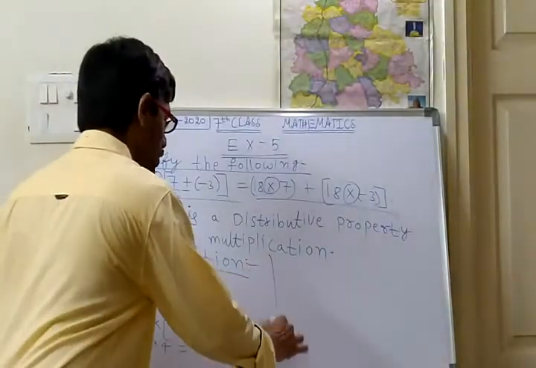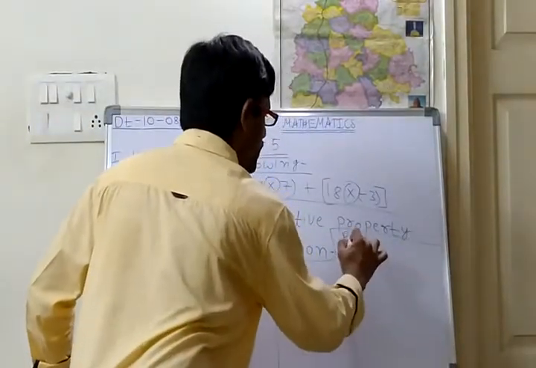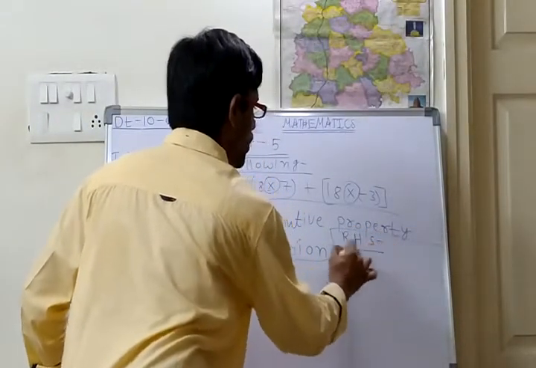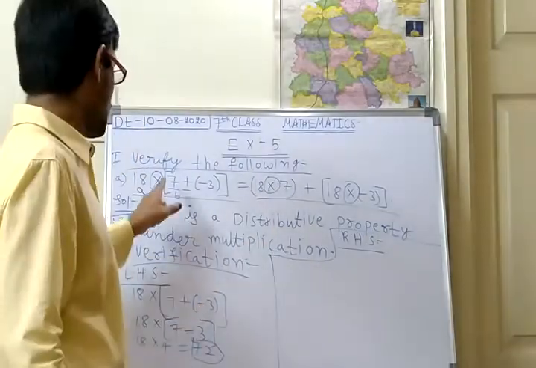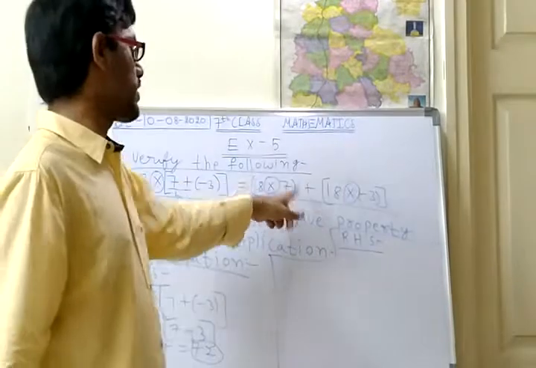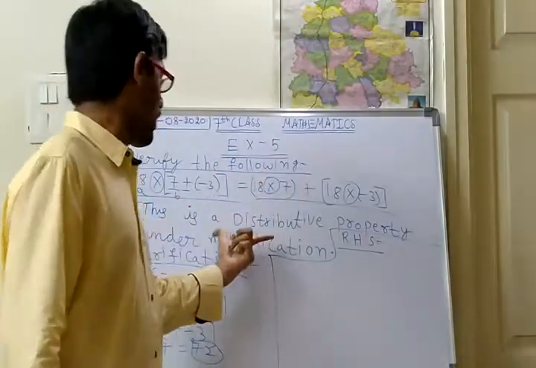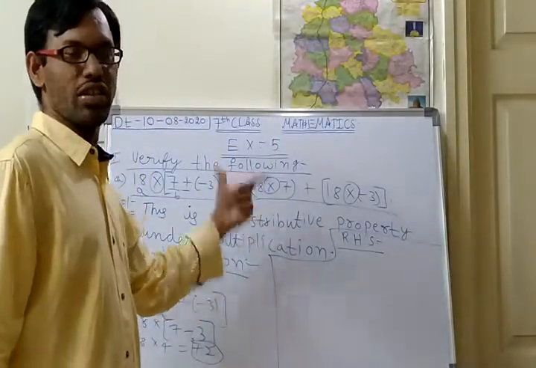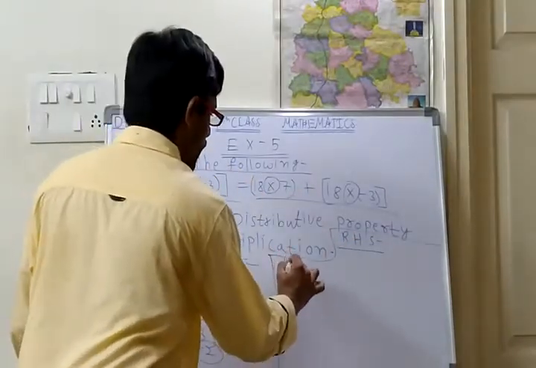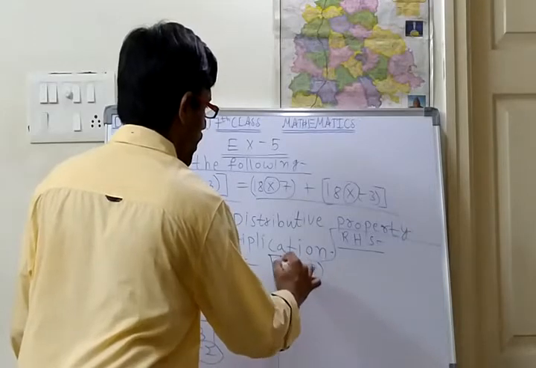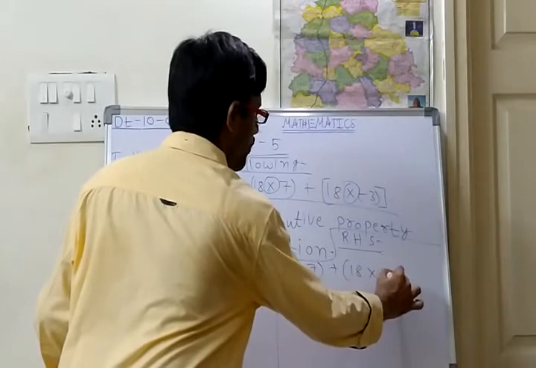So next, coming to the RHS part. How you have to do the RHS? The LHS result is 72. If the RHS is also 72, then both will satisfy the distributive property, we shall conclude. So what is RHS? 18 into 7 plus of 18 into minus 3.